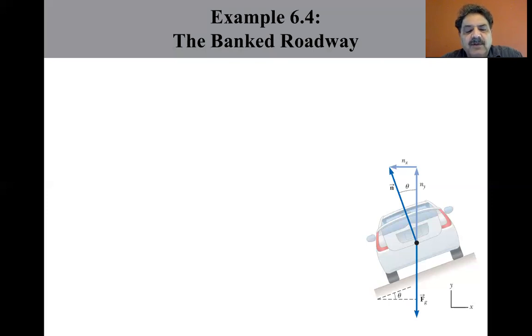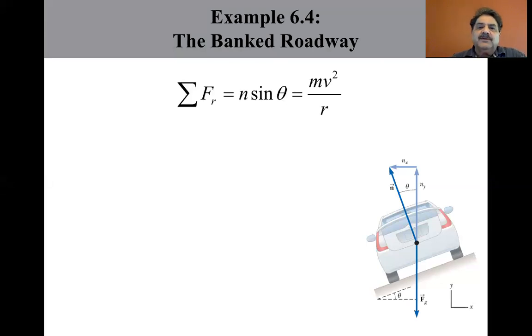So let's write Newton's second law for the car in the radial direction, which is the minus x direction. The sum of the forces in the radial direction, N sine theta, equals m times the centripetal acceleration, with the centripetal acceleration being v squared over r. It's equal to m v squared over r.